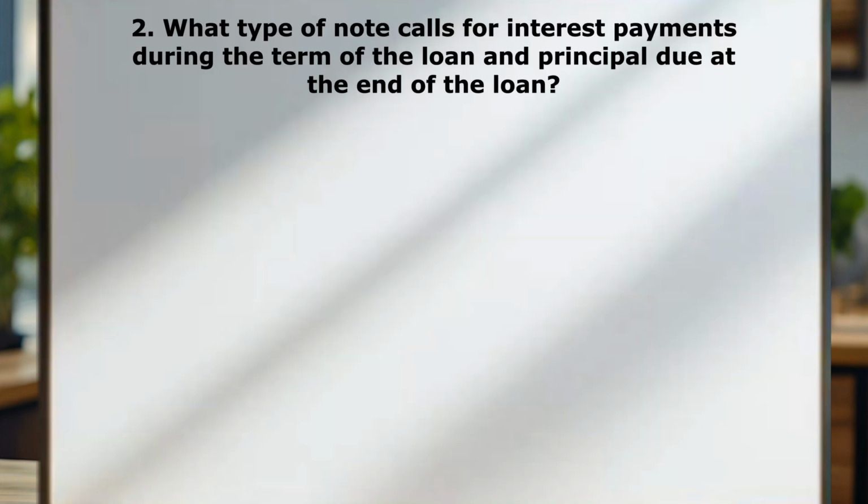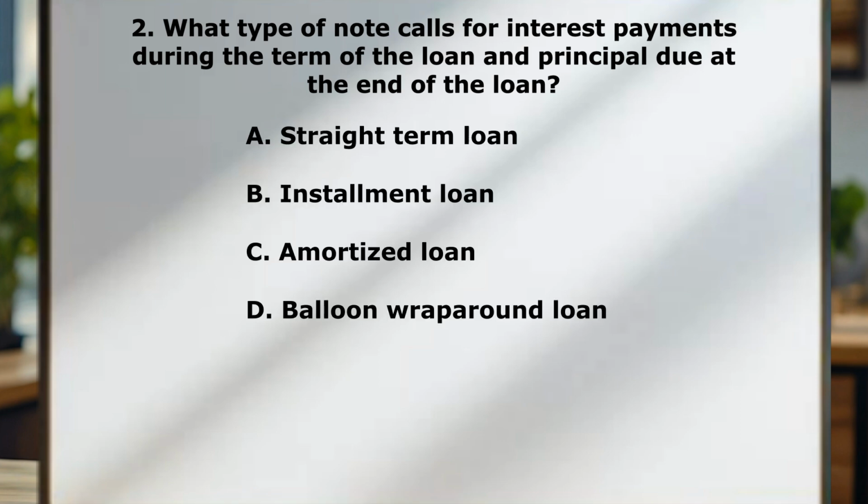Question number 2. What type of note calls for interest payments during the term of the loan and principal due at the end of the loan? A, straight term loan. B, installment loan. C, amortized loan. D, balloon wraparound loan.